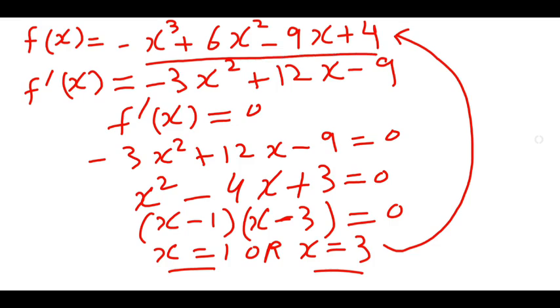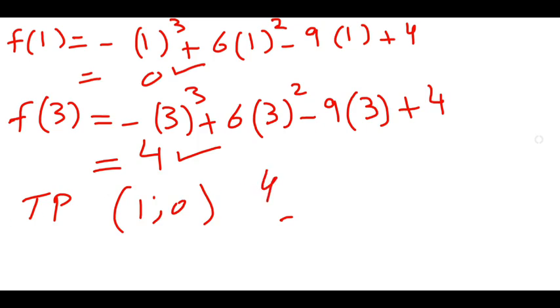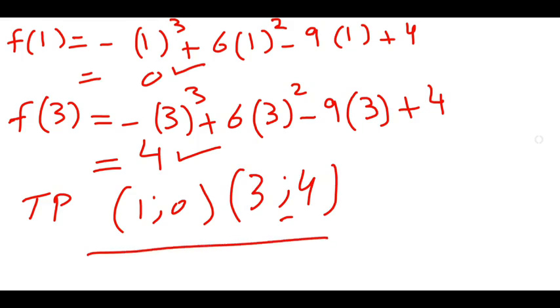Negative x cube plus 6x square minus 9x plus 4. So f of 1, the y value is 0. F of 3, the y value is 4. So therefore we now have two turning points. The coordinates of the turning points are (1, 0), x value 1, y value 0, and (3, 4), x value 3, y value 4. So these are the turning points of the cubic graph.